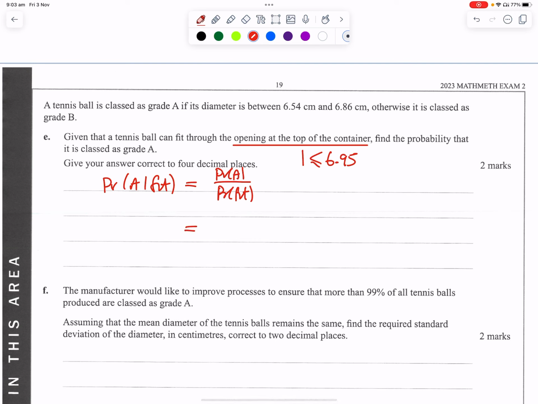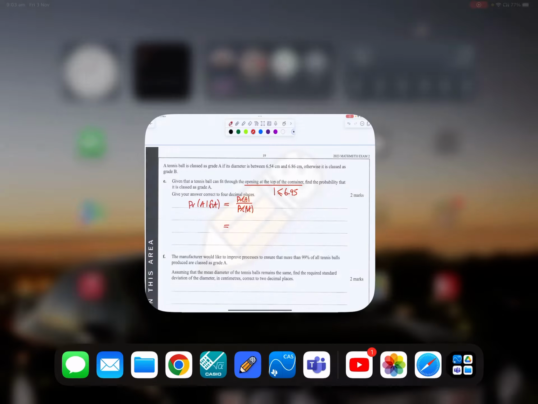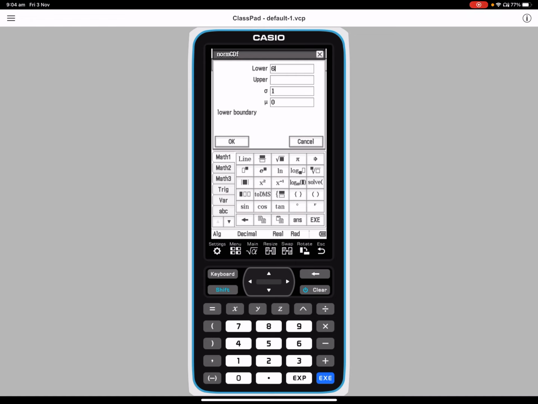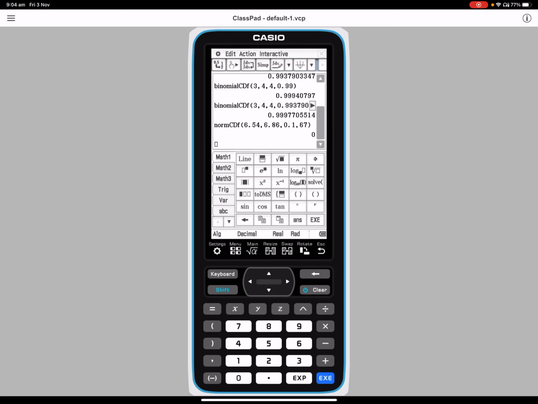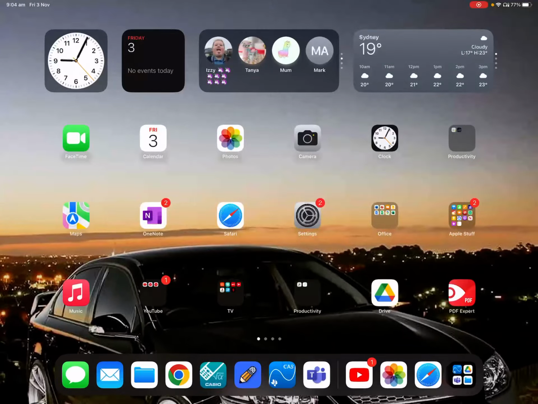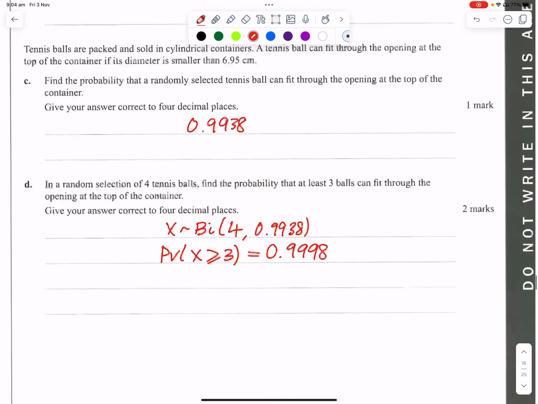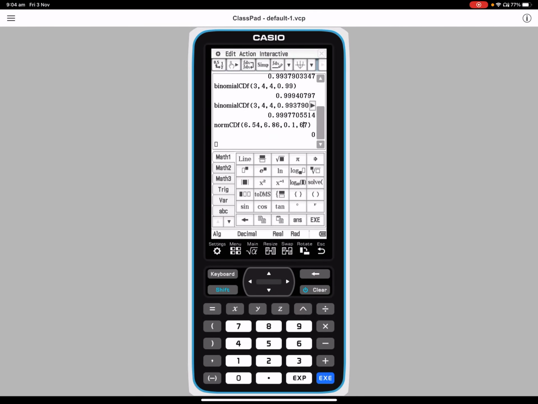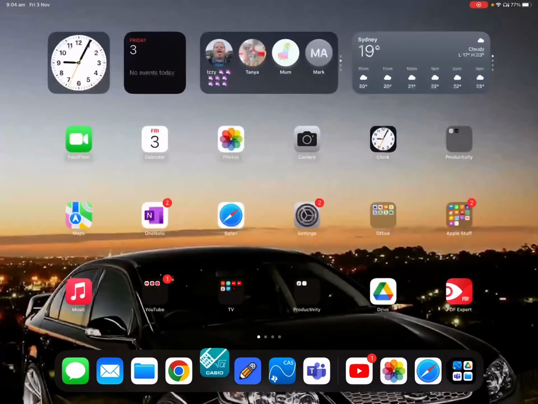Now we know the probability that it's A is 6.54 to 6.86, with mean 6.7 and standard deviation 0.1. Did I do 6.7? Okay, 0.8904.